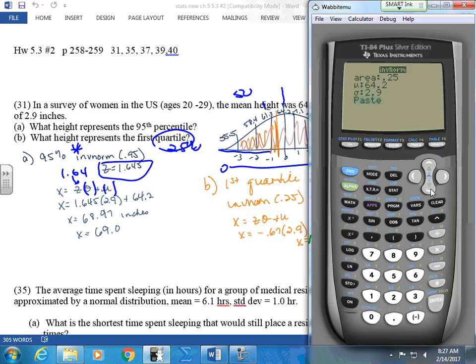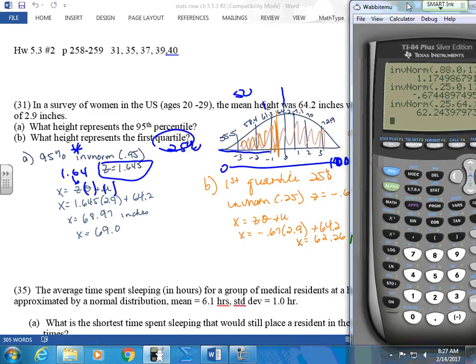It bypasses finding the area. It bypasses that z-score. It cuts right to the x value. It gives me my x value right away. Here's my x. They're a little bit more exact in your calculator. So in your calculator, it's 62.24. But you're going to tell me calculator. Calculator says bypass this whole thing right here.